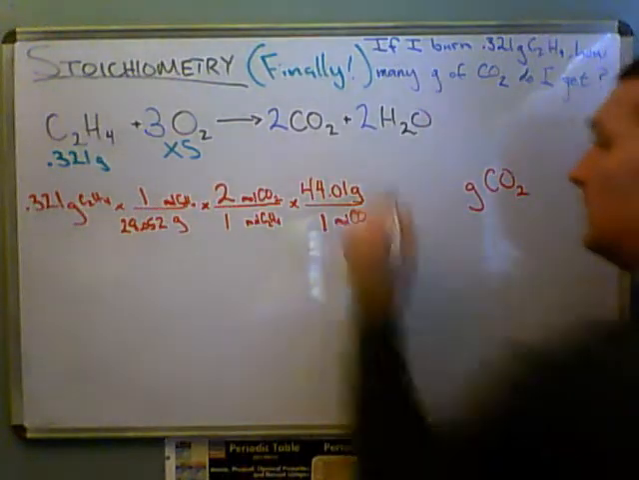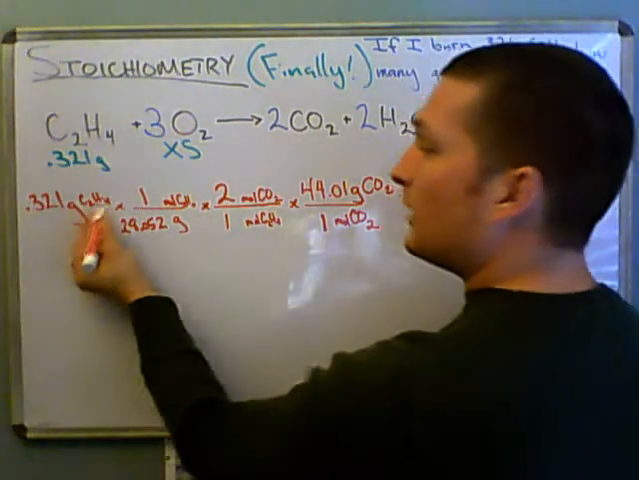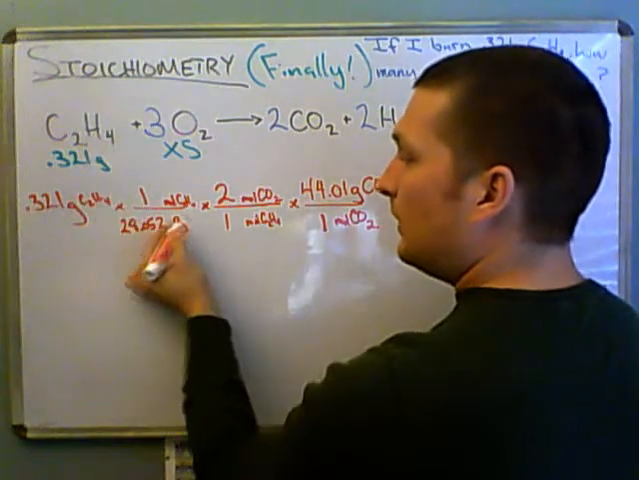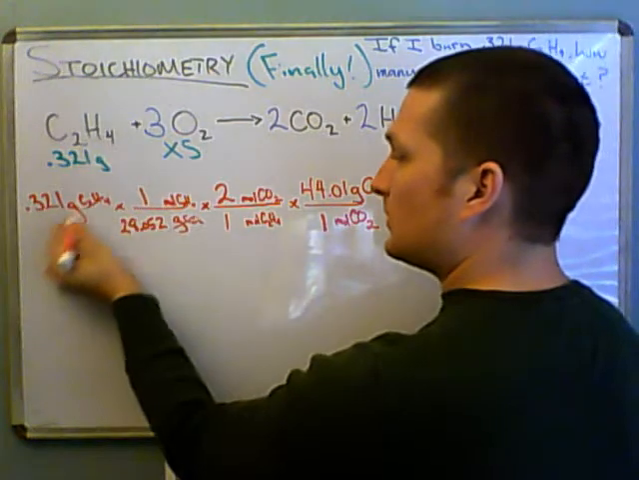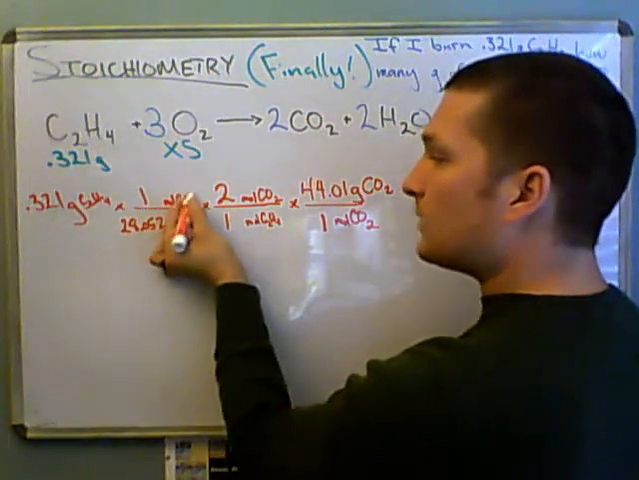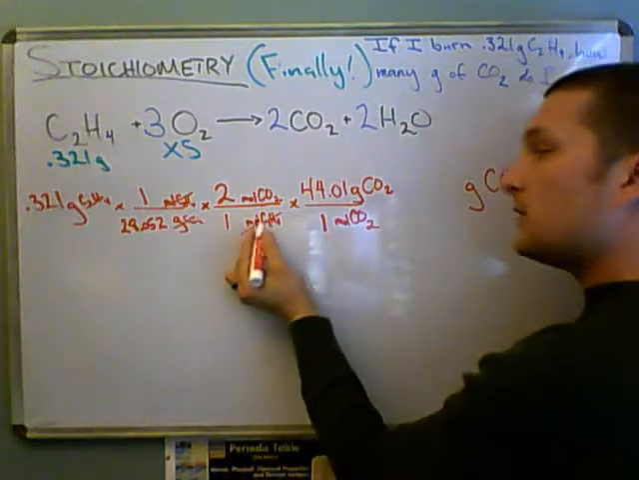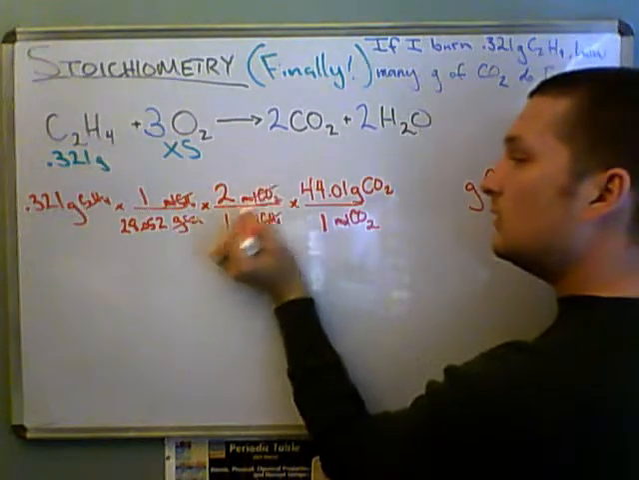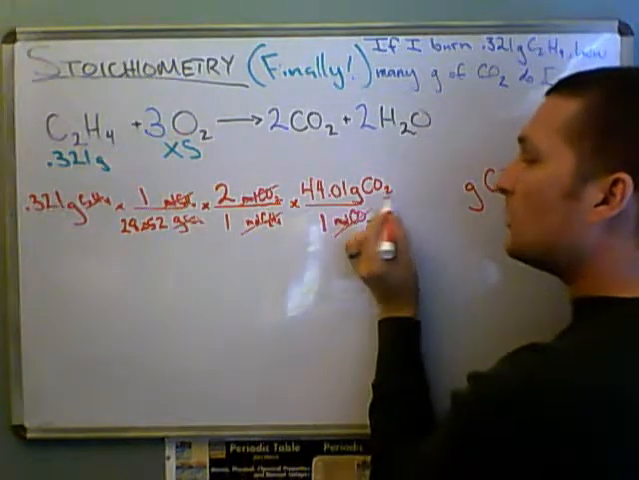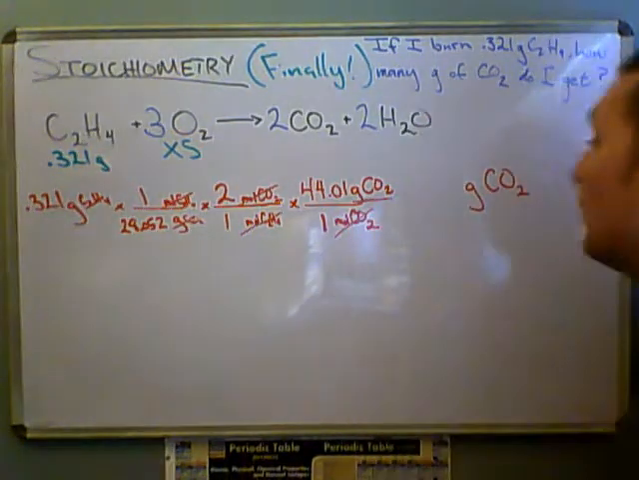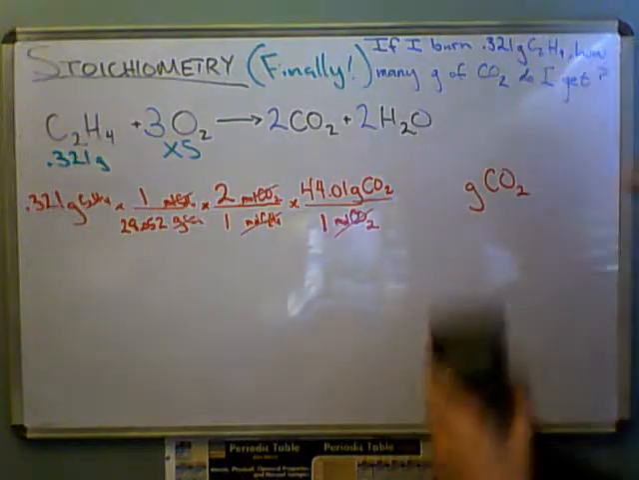We wanted grams of CO2, and let's see. We went from grams of ethene, and we had grams of ethene here, which cancels. We went into moles of ethene, which cancels out with moles of ethene. We went from moles of ethene to moles of CO2, which cancels out right there. And now finally, we're in grams of CO2, which is what we wanted. So let's plug this into our calculator.